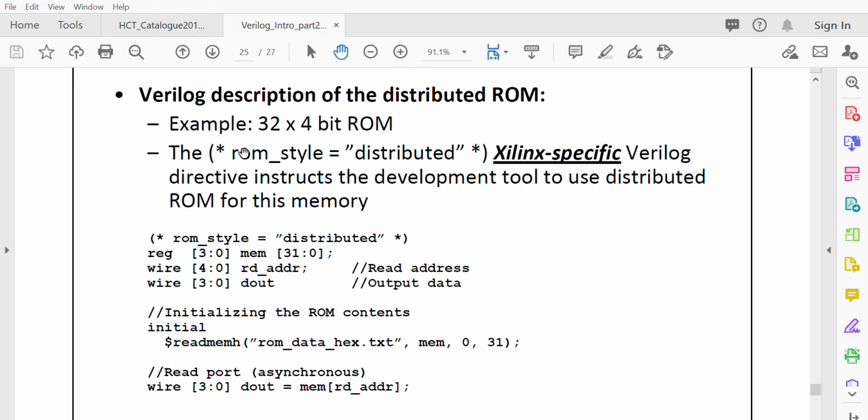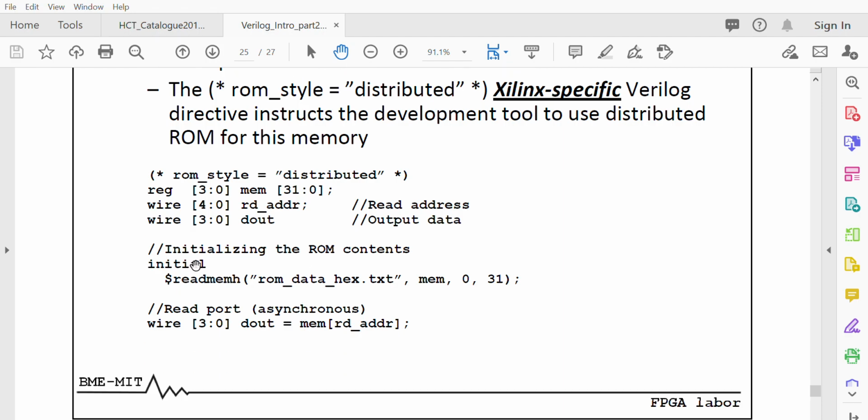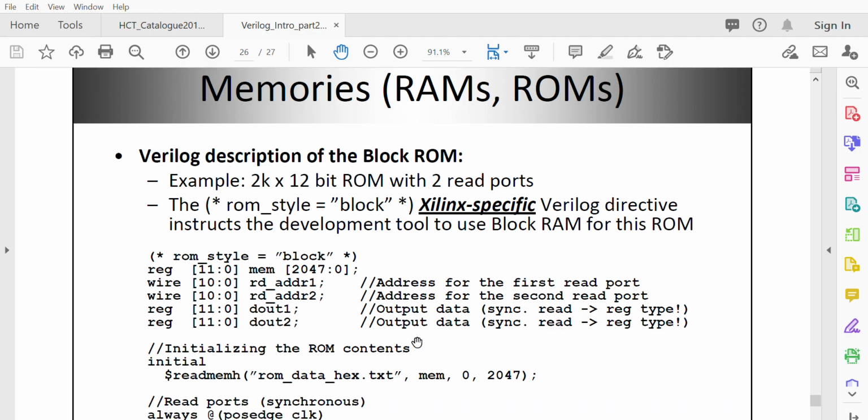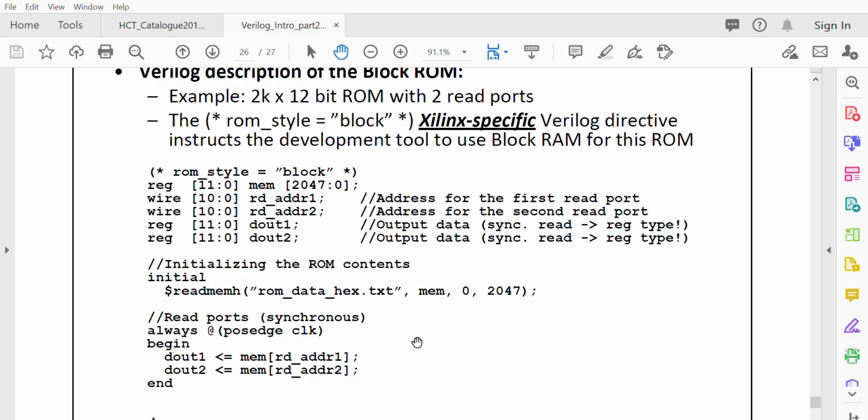Verilog description of the distributed ROM. So this is the ROM. You are initializing the ROM, and you are just assigning the output: when the address changes, the output changes, and that's it. There is no writing to it. Same thing for the block ROM, but this one is actually clocked. You see the things are happening inside the always block with the posedge of the clock.